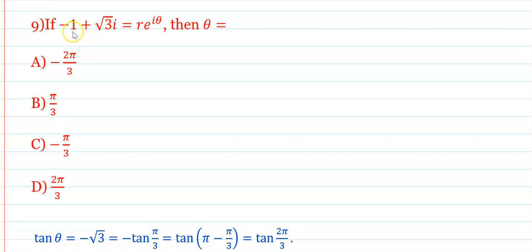If minus 1 plus i root 3 is equals to r e raised to i theta, then what about the theta? Okay. Now here the x is minus. It has a minus sign. x is equals to minus 1, and y is equals to root 3 in a very simple language.